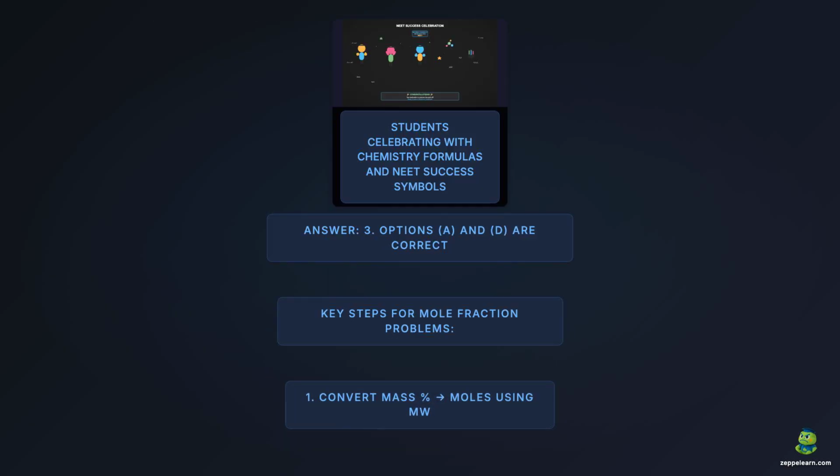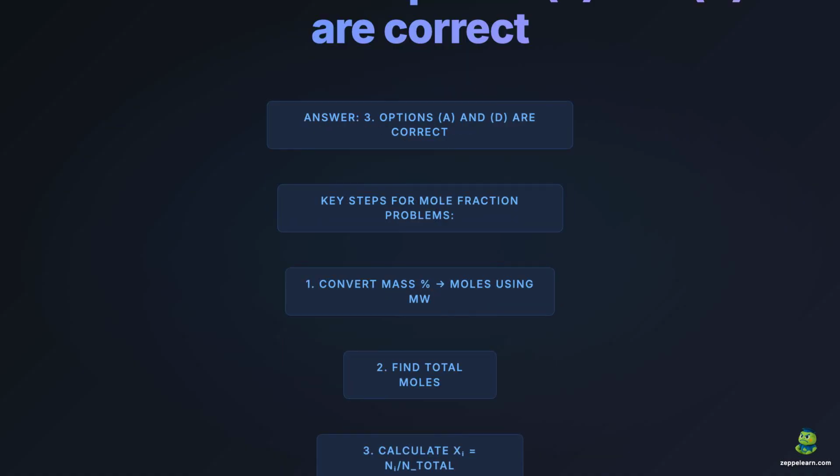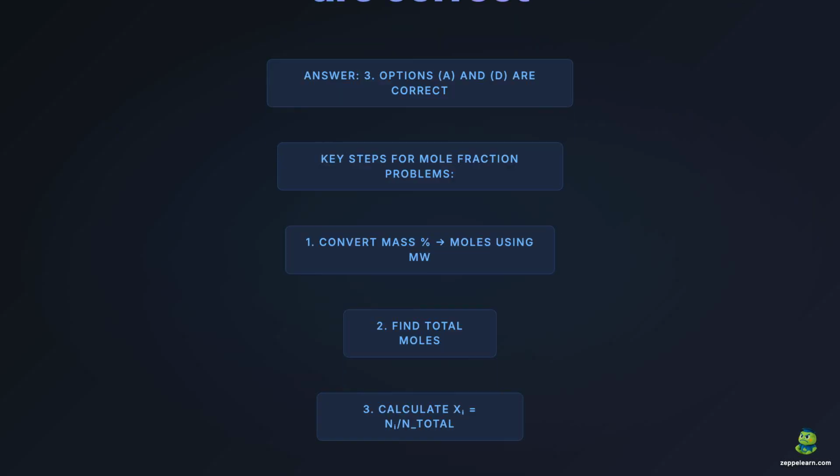Step 1. Convert mass percentages to moles using molecular weights. Step 2. Calculate total moles by adding all individual moles. Step 3. Calculate each mole fraction by dividing individual moles by total moles. Step 4. Always verify that all mole fractions sum to 1.